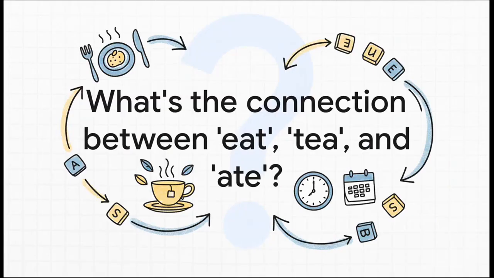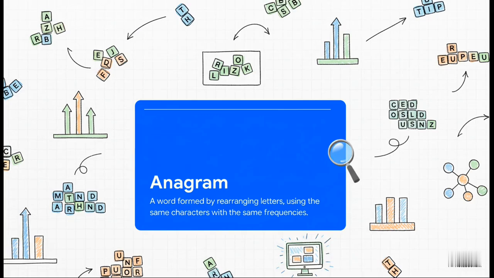So to get started, just take a look at these three words on the screen. Eat, tea, and ate. I mean, they look different, right? But what's the real connection between them? You probably see it right away. They're all made of the exact same letters, just shuffled around. And yep, that's exactly what an anagram is, a word that you can form just by rearranging the letters of another word. So our challenge isn't just spotting one or two of these, it's figuring out how to teach a computer to find and group all of them in a huge list of words, totally on its own.